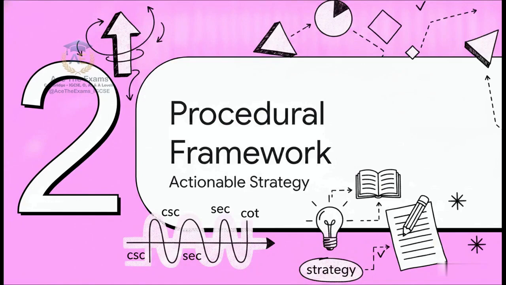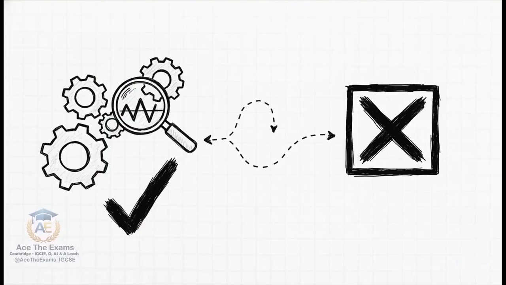All right, moving into Section 2, the procedural framework. This is where we translate what's in your head into points on the page. This brings us to the method mark strategy. Guys, this is your secret weapon.